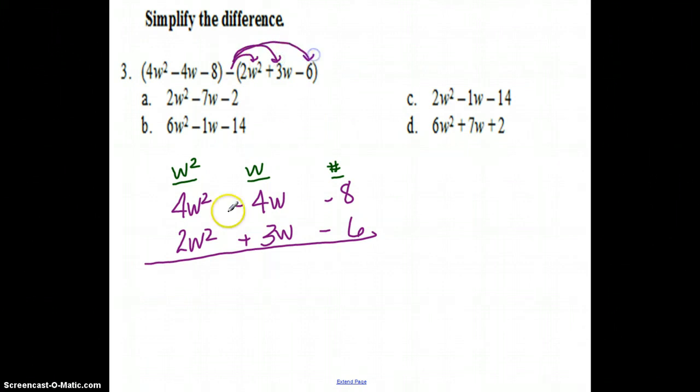Now our only problem is you really have to distribute this negative to every single thing that comes after it. So if I'm distributing the negative, that means I'm going to switch the signs of everything here. So this becomes negative, this becomes negative, this becomes positive. So that means it's going to be 2w squared minus 7w minus 2. So that means my answer for 3 is A.